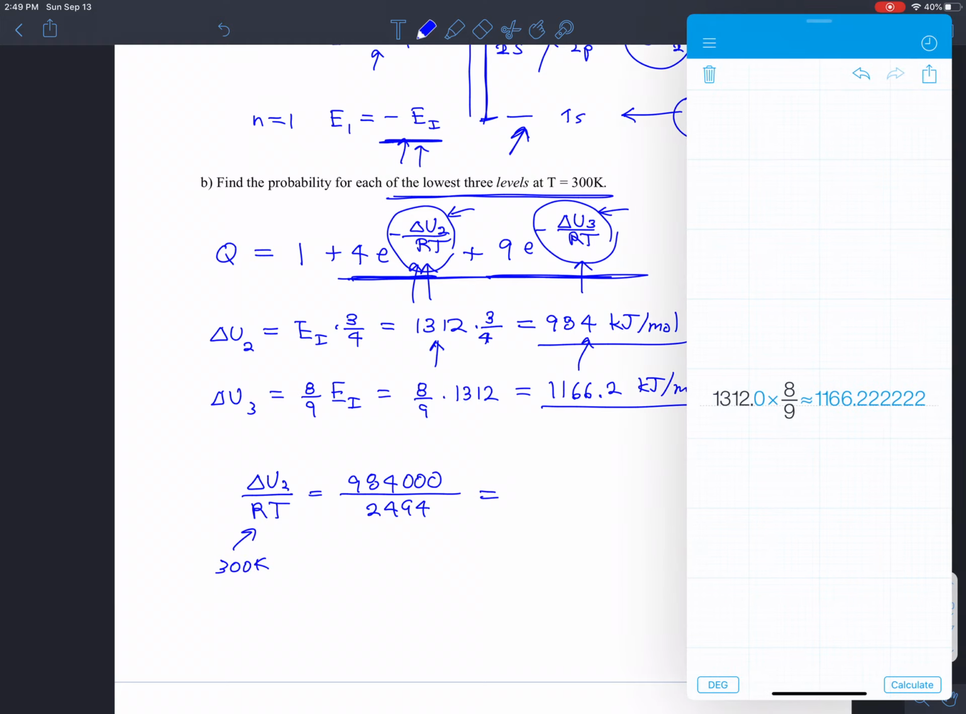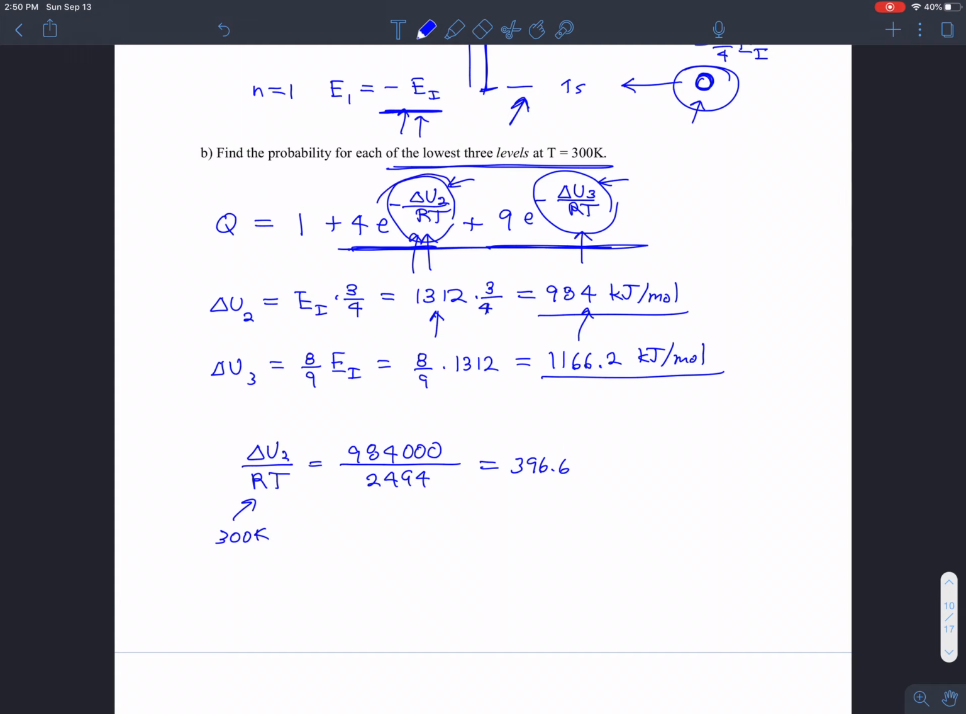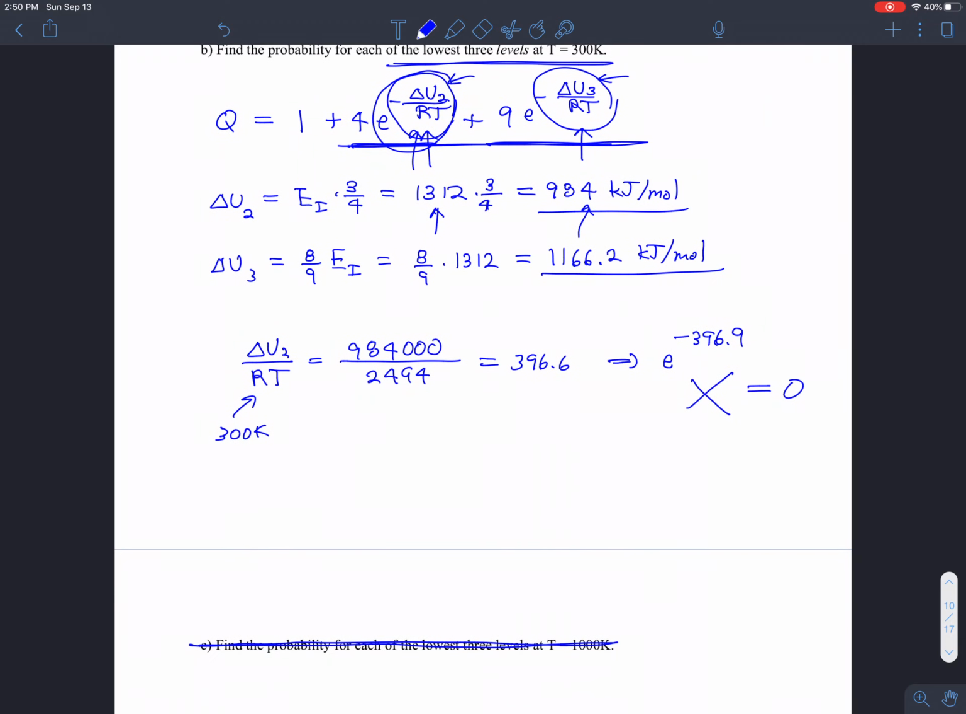And what is that? It's going to be big. That's 396.6. So what that means is that this whole exponential term is e to the minus 396.6. I think we can neglect that. That's 0 for all intents and purposes. The next term is going to be even bigger, right? I mean, we could do the calculation, but why bother? Because we know it's going to be e to something minus big, and so it's also going to be 0. Q is equal to 1.